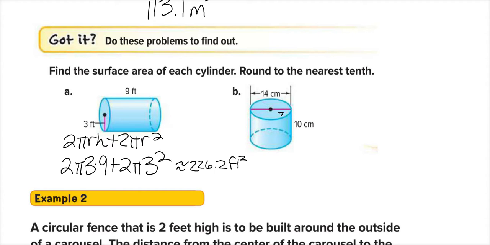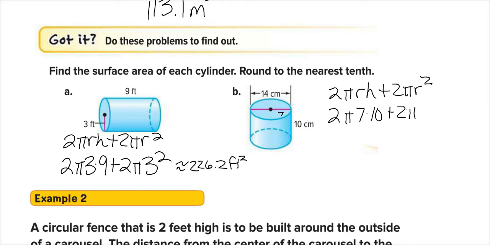Okay, right there. In this case it'll be 2 pi r h plus 2 pi r squared. 2 pi 7 times 10 plus 2 pi 7 squared. Yeah, I know, I sound like a broken record. All right, 2 pi 7 times 10 plus 2 pi 7 squared. 747.7. That's centimeters squared.